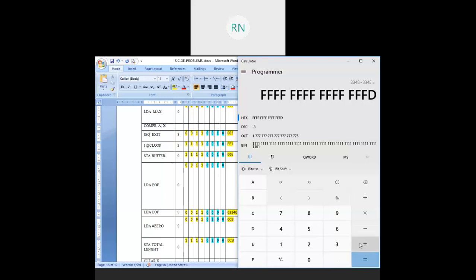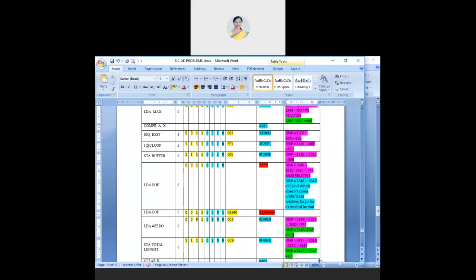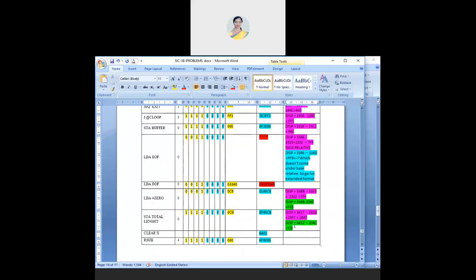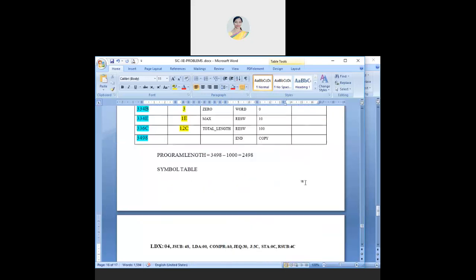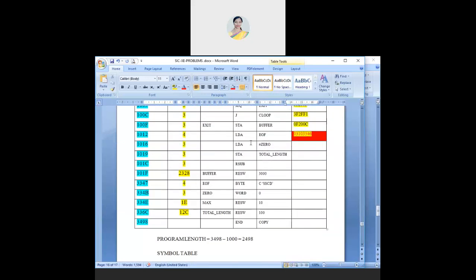Done? Yes, all the next instructions are like that only because this is also not base relative. So you have to make this as the base extended format. So this will also have a plus over here, and this is also plus. These two will change automatically. You'll do it at home. I'll write only these two changes.